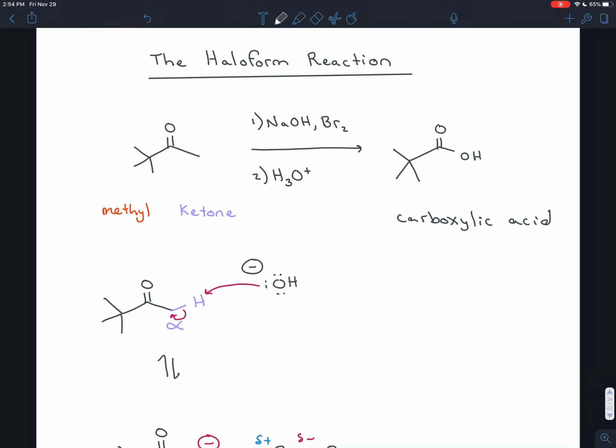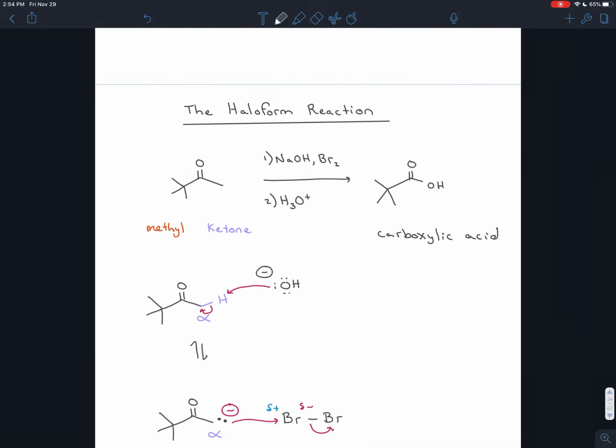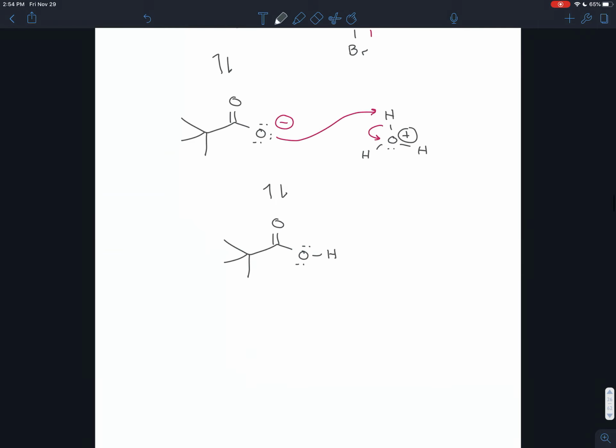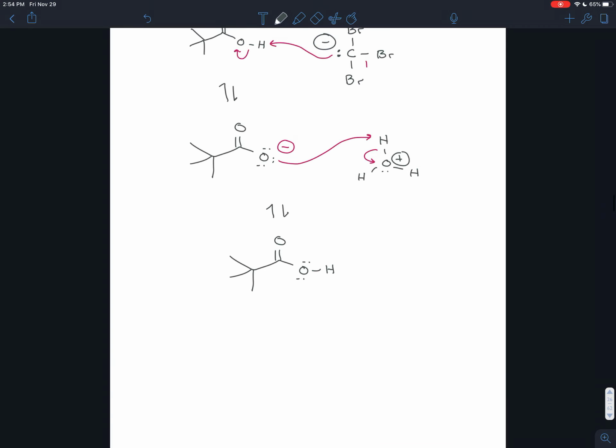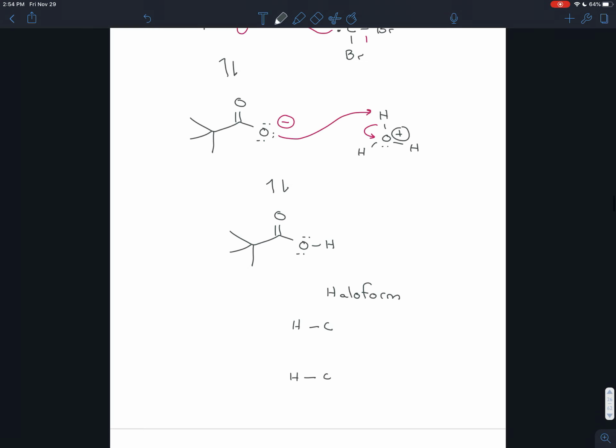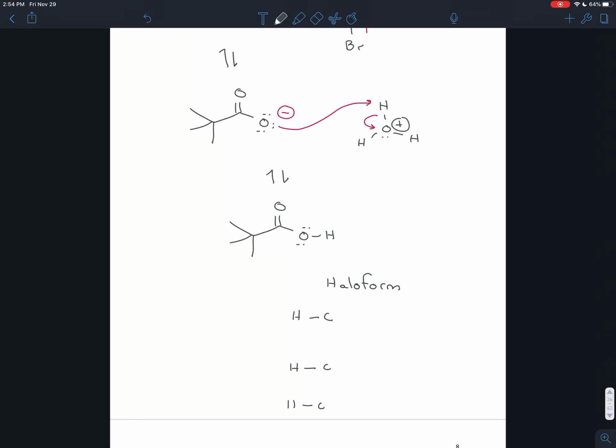One last thing is I want to talk about the name. This is called the haloform reaction, and that's because of the product that you make. The halo in haloform is referring to the halogens, and the form is referring to a CH, so a carbon with a hydrogen bond. So if you have a carbon with a hydrogen bond, that is this form. Just one carbon with one hydrogen, provided the other things are the same.